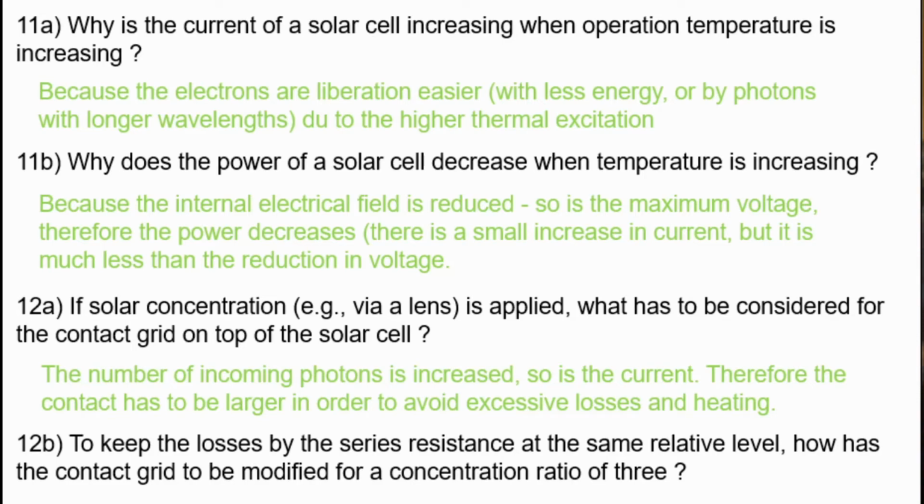Next question is, to keep the losses by series resistance at the same level, how has the contact area to be modified for a concentration ratio of 3? So we have 3 times the concentration, that means 3 times the irradiance level.